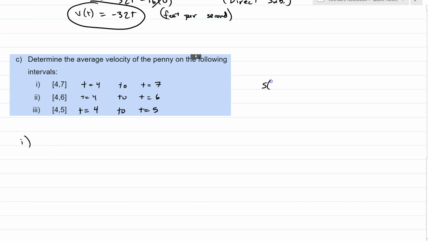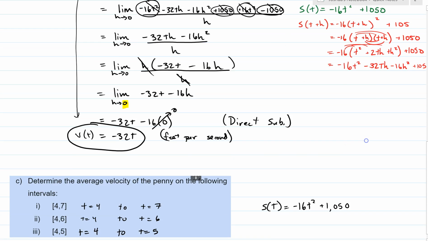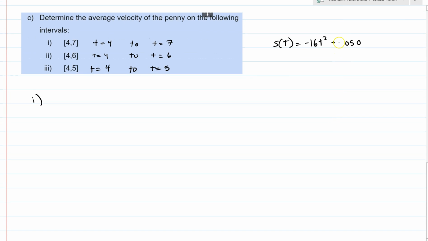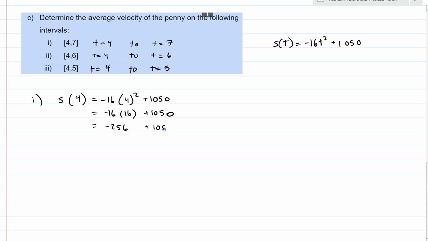So we do need our position function. I'm going to rewrite it here just to have it handy. And let me make sure I got this right. Negative 16t squared plus 1050. Yes. Alright. So at 4 seconds, where is the penny? How far is it above the ground? If I plug in 4 for t, that's what the position function tells me. So I'm going to plug in 4 for t in this equation, and that'll tell me how high the penny is above the ground. 4 squared is 16. And negative 16 times positive 16 is negative 256 plus 1050.